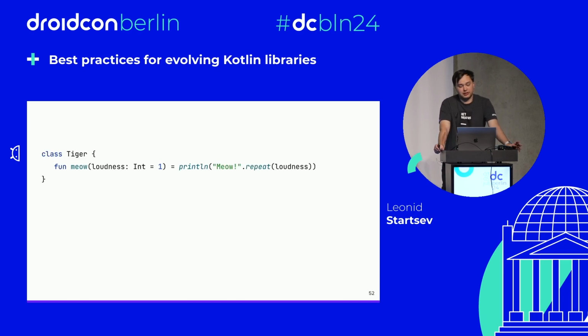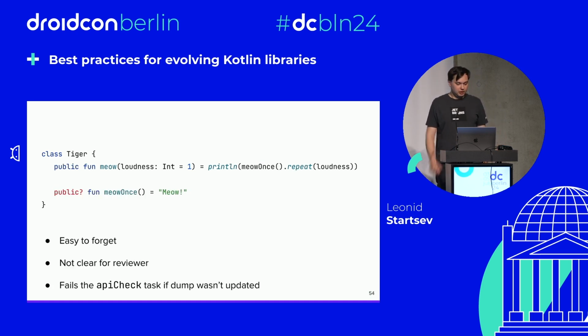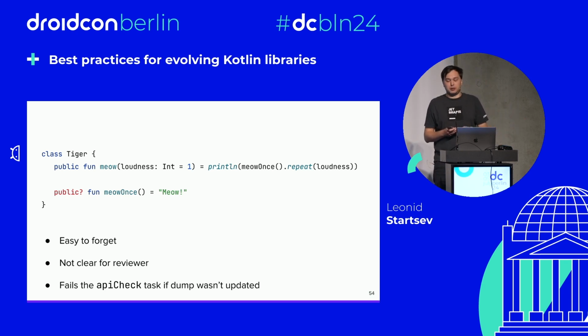So imagine if we have this class and then we want to do some refactoring with it. We want to extract method. So we extract our string literal or whatever else to a separate method, and we send this change to review. What does the reviewer see? We know that fun meow with loudness is public API because it was already there. But what about a new function, meow once?